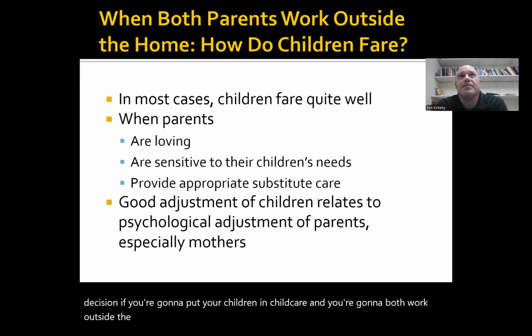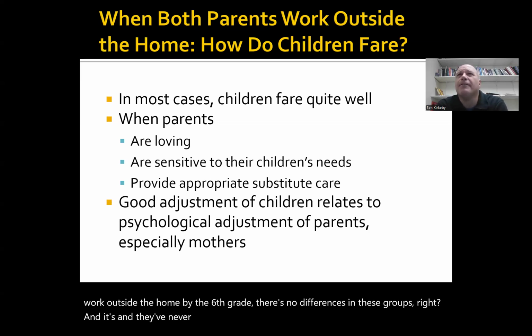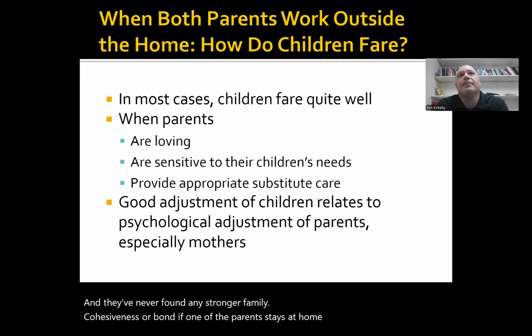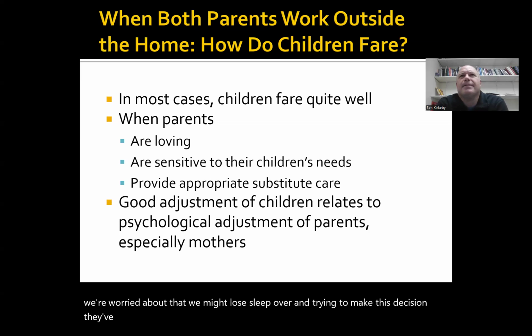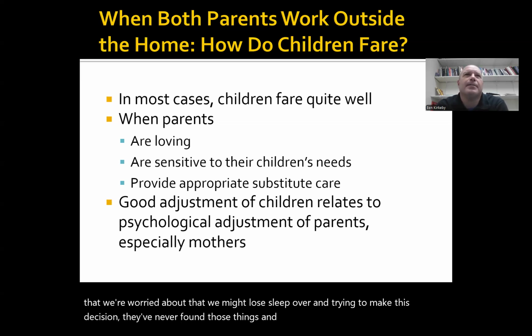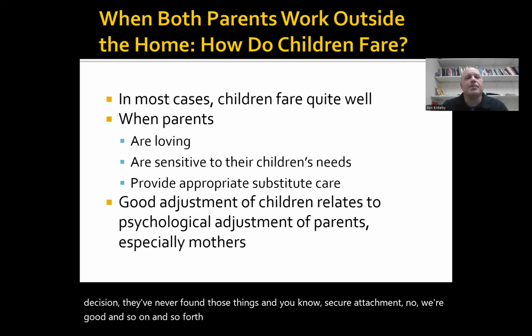By the sixth grade, there's no differences in these groups, right? And they've never found any stronger family cohesiveness or bond if one of the parents stays at home. And so the bigger things that we're worried about, that we might lose sleep over in trying to make this decision, they've never found those things. And secure attachment, no, we're good, and so on and so forth. So if both parents do work outside the home, the kids do fare quite well, but a few things do have to be intact.